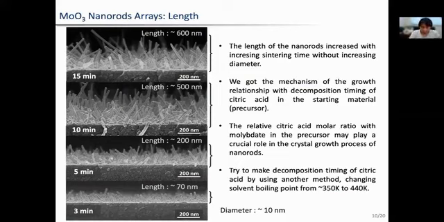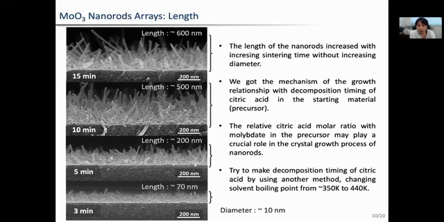We challenge to control the length of the nanorods while keeping the diameter by several methods. The length of the nanorods increased with increasing sintering time without increasing diameter, which stays at about 10 nanometer. You can see about 70 nanometer to 600 nanometer for each 3 to 15 minutes sintering.